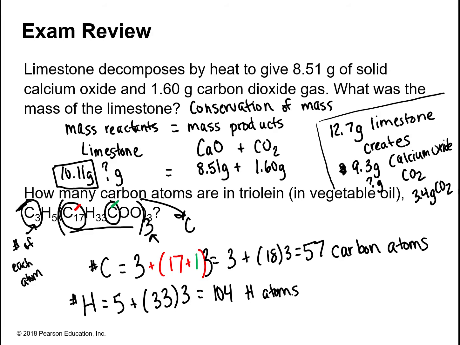So the only tricky thing here is when you see the parentheses and there's a number on the outside. You can't forget to multiply. And also sometimes you'll see kind of loners like that carbon out there. So it's just paying attention to detail.